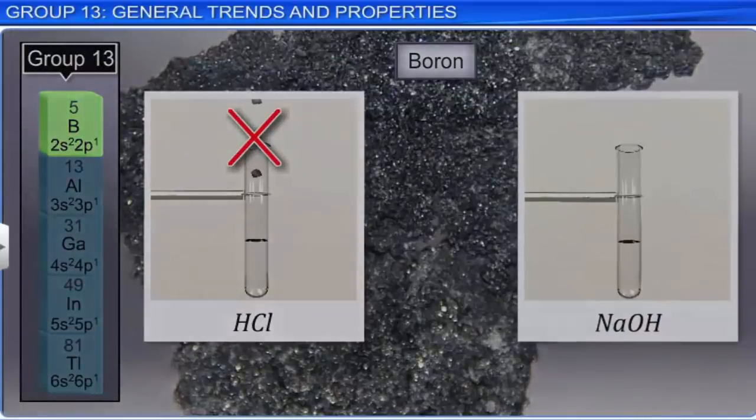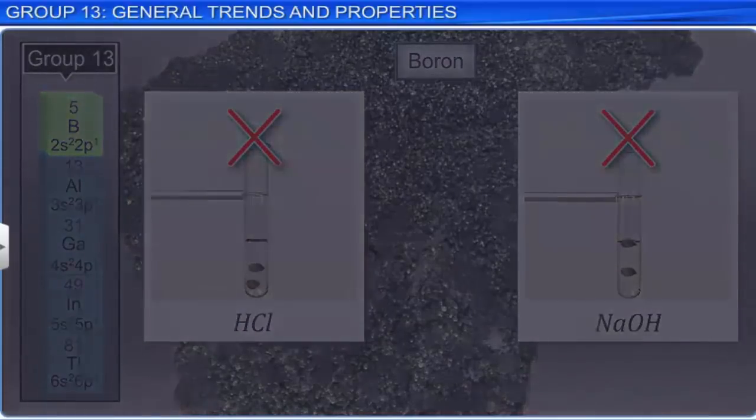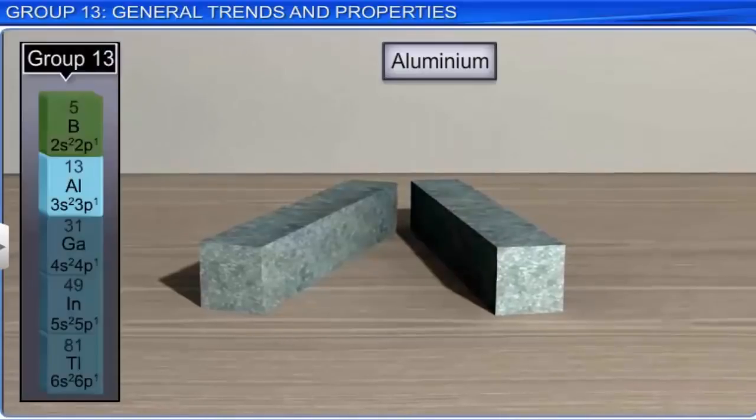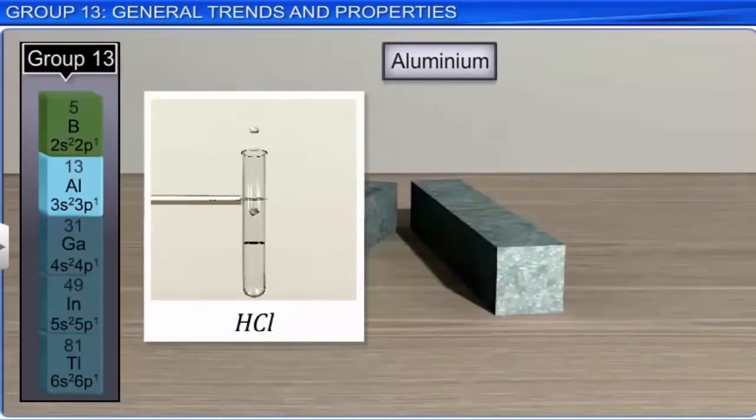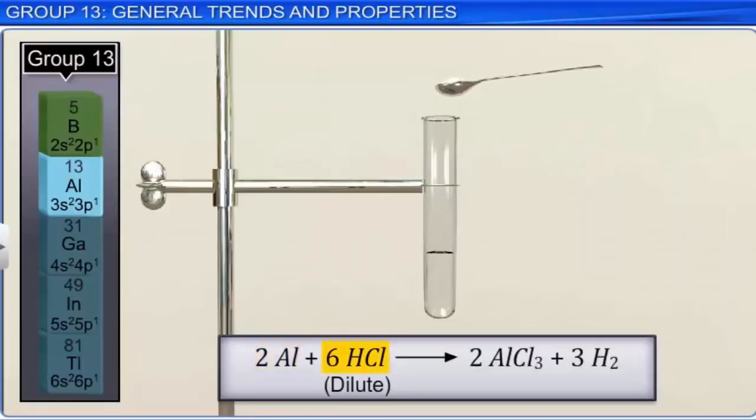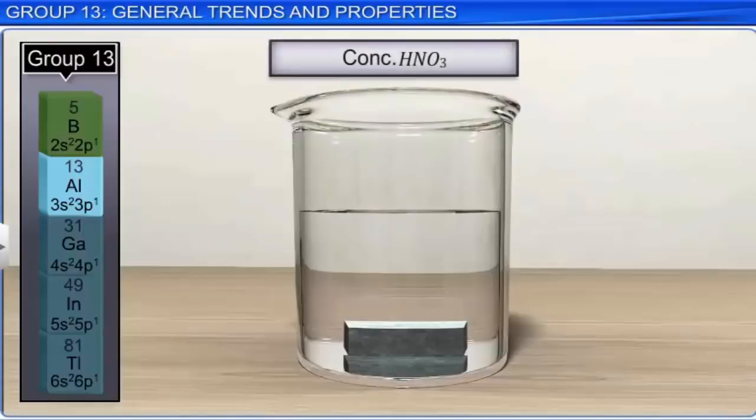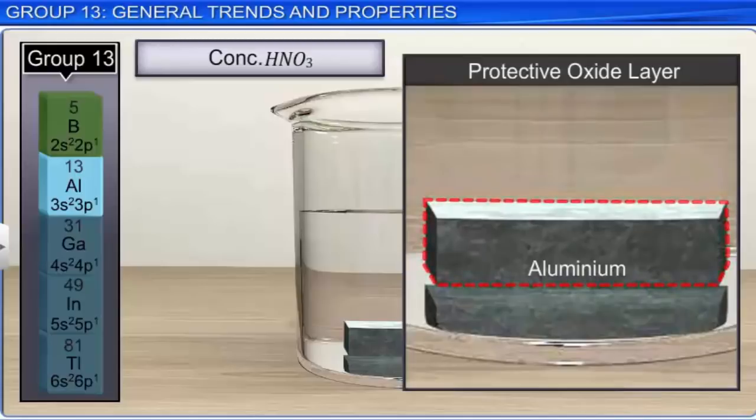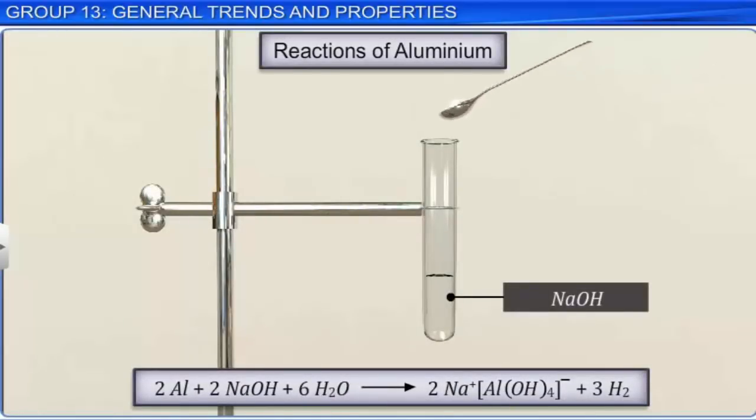Boron does not react with acids or bases. Aluminium is amphoteric. It dissolves in mineral acids, such as HCl, and it dissolves in aqueous alkali solutions. Aluminium reacts with dilute hydrochloric acid in a single replacement reaction, as shown here. Hydrogen gas bubbles out of the mixture. In the presence of concentrated nitric acid, aluminium forms a protective oxide layer on its outer surface, preventing further reaction. In the presence of hydroxides, aluminium reacts to form complex ions and release hydrogen gas.